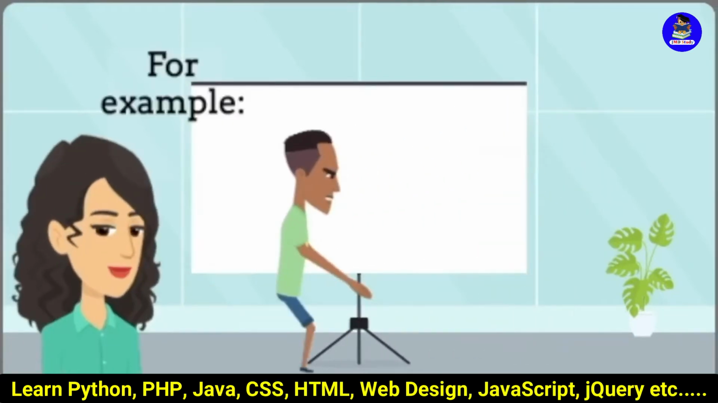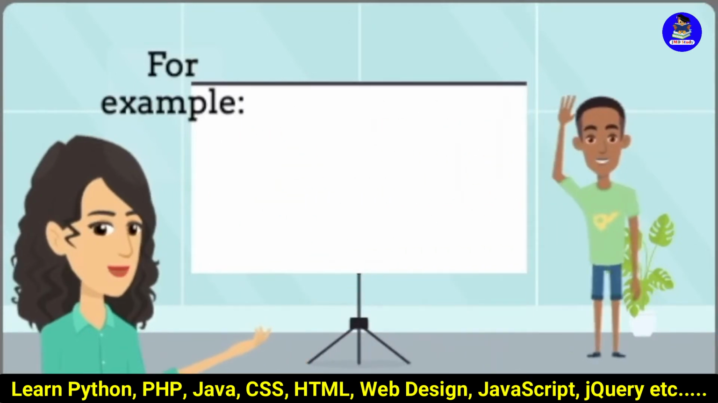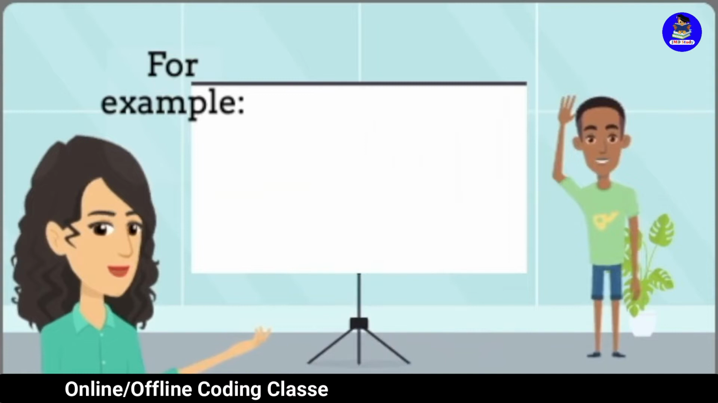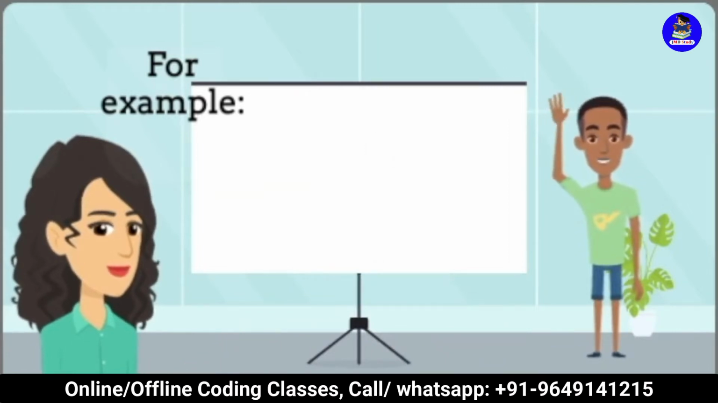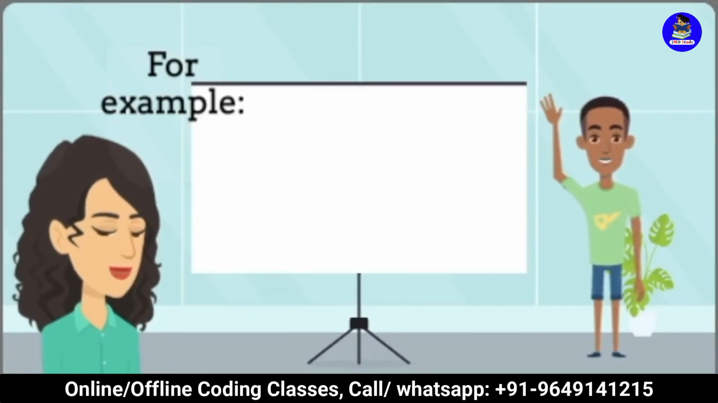Let me give you an example for this. I told Rohan to do one squat, raise his hand and wave his hand. So he did one after another. Did you see? He did step by step. Did you notice that? Hope it is clear to you.